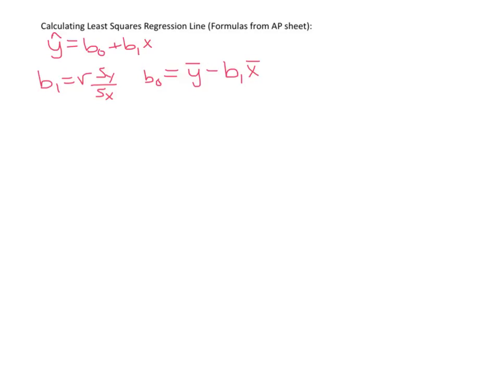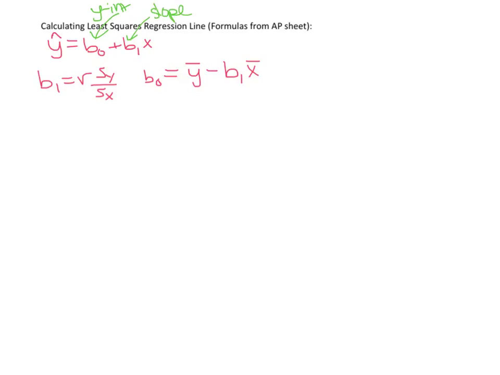So before we do the next example, I do want to discuss a few formulas that you're going to see on the AP sheet. And unfortunately, I think they have decided to write them in what possibly is the most confusing way possible by using b's and subscripts. But the way that the equation of a regression line is written on the AP sheet is as y hat equals b0 plus b1 times x. So you probably will be able to figure this out, but the b sub 0 is the y-intercept and the b sub 1 is the slope.